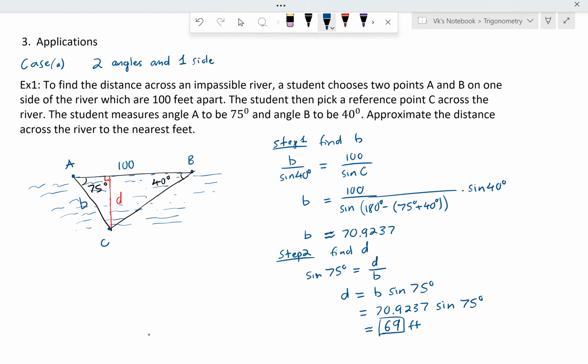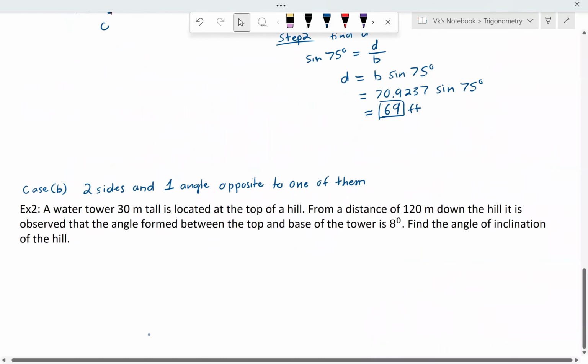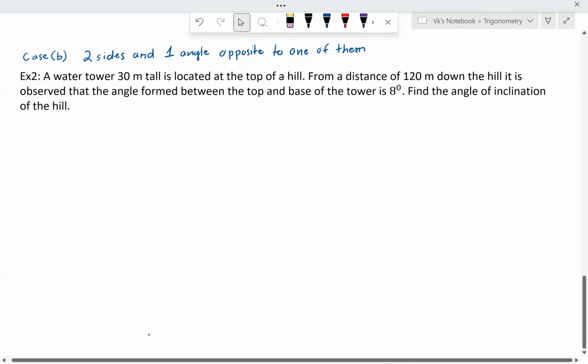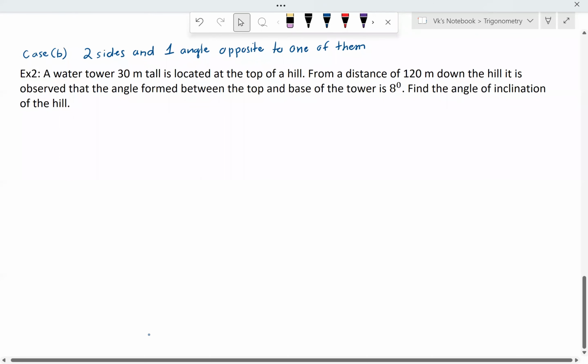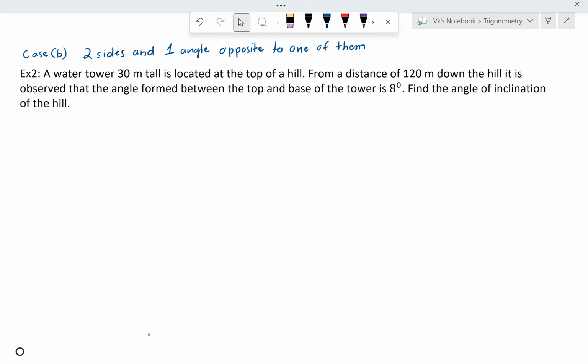Pretty nice problem. One more. In example 2, we take a look at case B, 2 sides and 1 angle opposite to one of them. Example 2, a water tower 30 meters tall is located at the top of a hill. From a distance of 120 meters down the hill, it is observed that the angle formed between the top and the base of the tower is 8 degrees. Find the angle of inclination of the hill.